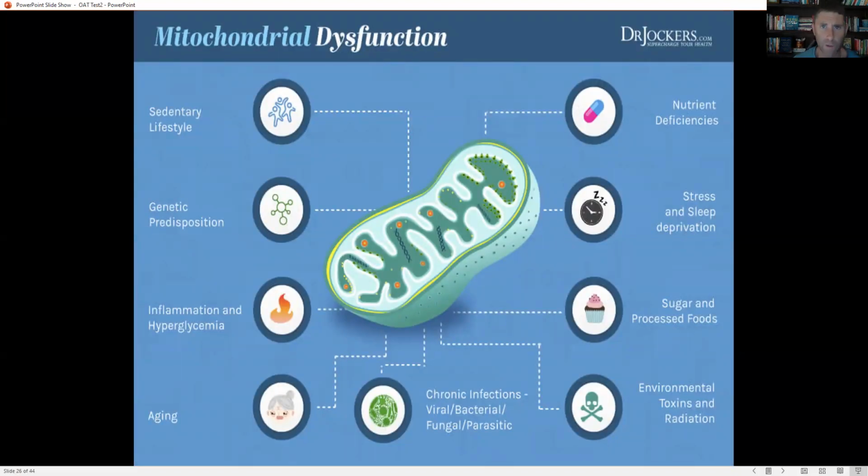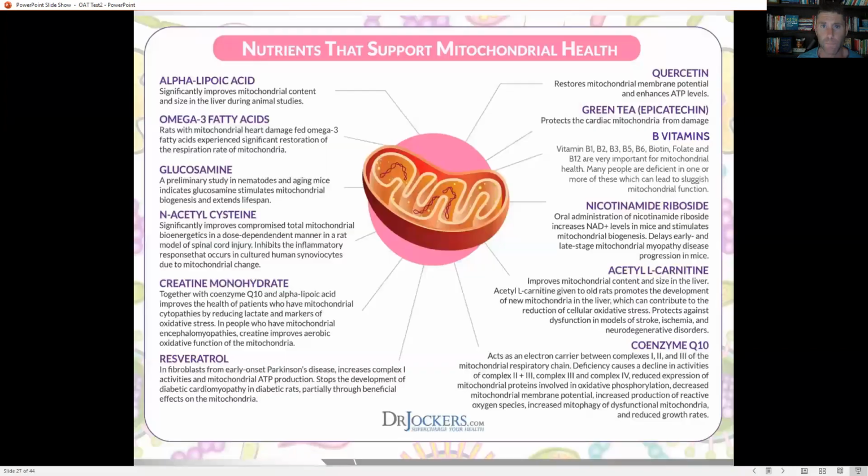Now, when we get mitochondrial dysfunction, again, there could be a number of different factors here. We could have stress, high stress and sleep deprivation can cause this. Sugar and processed foods, environmental toxins, radiation is a factor, chronic infections, aging, inflammation and hyperglycemia, so high blood sugar. Genetic predisposition can also be a factor, and sedentary lifestyle. So we want to address all of these things in order to allow the mitochondria to function optimally.